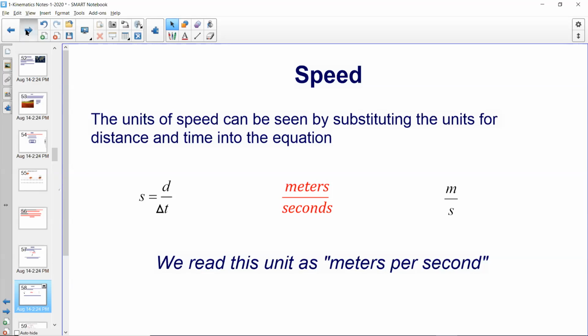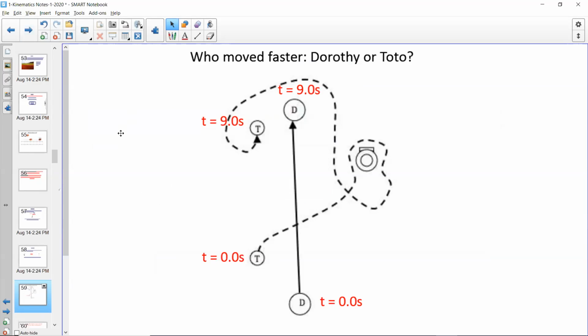So now let's think about the same scenario with Dorothy and Toto, but let's try to figure out who moved faster. So in this situation, Dorothy starts here and moves along the same path we saw before, and it takes her 9 seconds. Toto starts here and moves in this circuitous path all over the place, ends up where he did before, and it also takes Toto 9 seconds. So given this information, go ahead and put it in the chat. Who was moving faster?